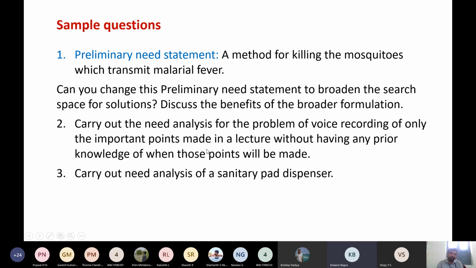Next, there is another problem: carry out need analysis of a sanitary pad dispenser. You know one famous man who worked on this sanitary napkin. There is a Bollywood film also. Which is that movie?